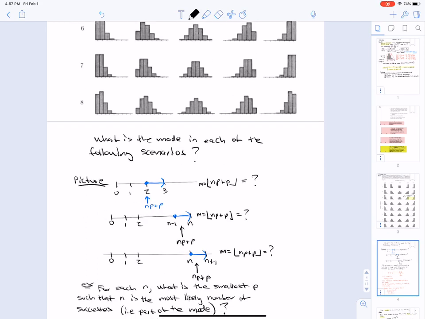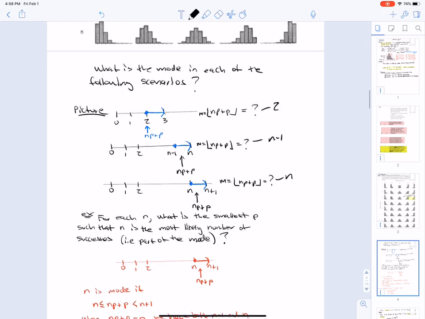If, for example, np plus p is between n minus 1 and n, then I know I have a single mode, and that mode would be the floor of np plus p, which in this case is n minus 1. If I have np plus p between n and n plus 1, then I know that I have one mode and it must be n, right? So we have 2, we have n minus 1, we have n.